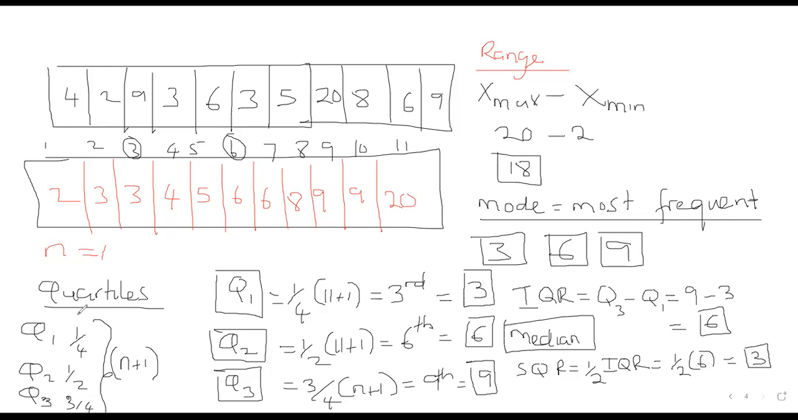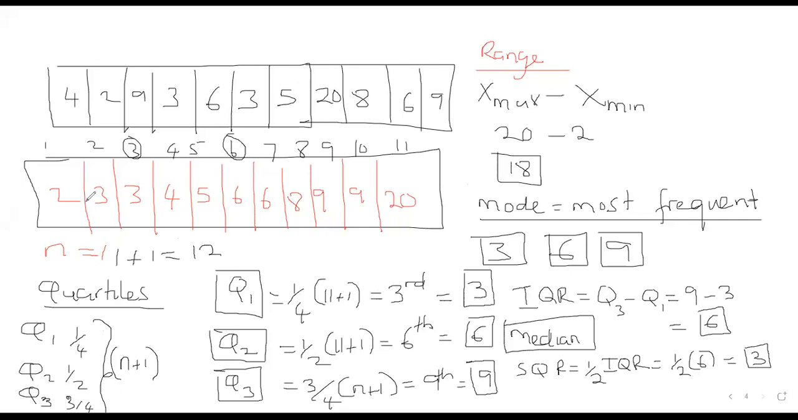So let's do a quick recap. We have quartiles, the first, second, and the third. Q1 is called the lower quartile or the first quartile. Q2 is called the median or the second quartile, and Q3 is called the upper quartile or the third quartile. How do we find the first quartile? A quarter of n plus 1. What is n? N is the number of observations. How many are they? 11. So 11 plus 1 is 12. So a quarter of 12 is 3.